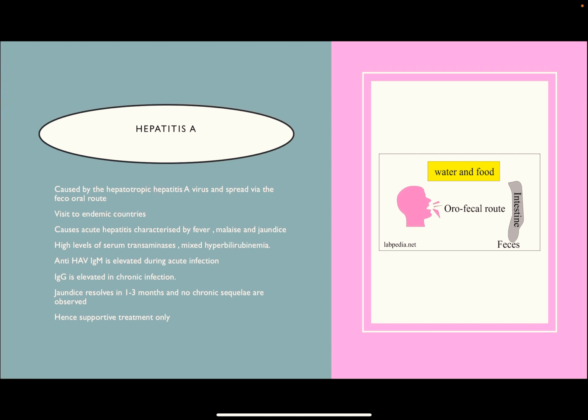Now, what is important is what kind of antibodies you will see. In case of an acute HAV infection, you will see increased IgM antibodies, whereas chronic infection will have elevated IgG antibodies. The patient will have fever, malaise, and jaundice, and AST and ALT will be elevated. That is, the liver transaminases will be elevated. This jaundice resolves in 1 to 3 months, and there is no chronic infection. So what is important in hepatitis A for your exam is that it does not cause a chronic infection and only supportive treatment is needed.